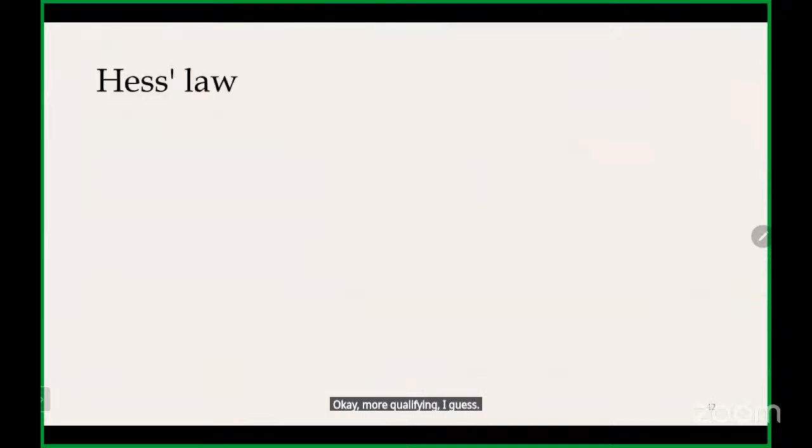Hess's law, another way to calculate delta H. Hess's law is another way to calculate delta H, especially useful when you don't have the delta H for a particular reaction and you need to use it.